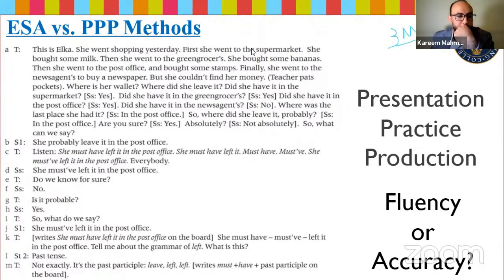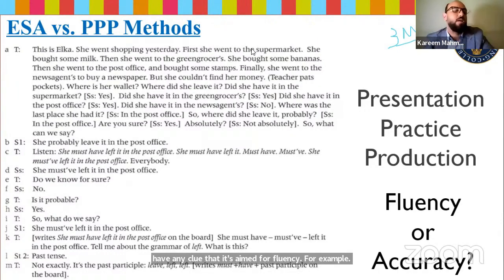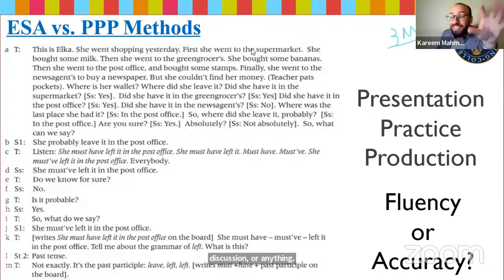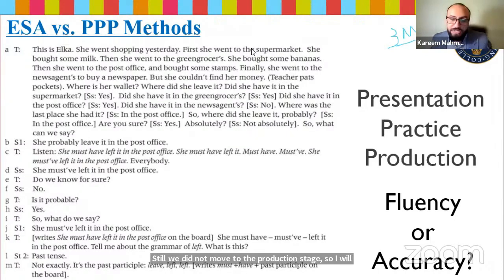Great. Asma? Do you have any clue that it's aimed for fluency, for example? Do we have any communicative activity here? Did students work together for discussion or anything? Yes, correct, later. But in this particular situation, we don't have any clue for productivity here. Still, we did not move to the production stage. So I will take the first half of your answer. Yes, it is correct. Accuracy.